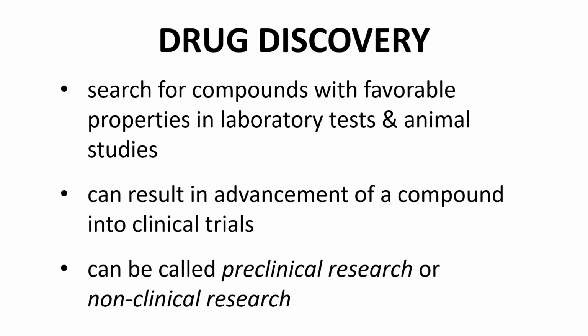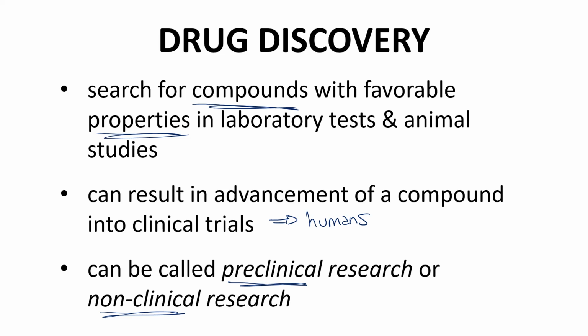Let's begin with some characteristics of drug discovery. Drug discovery involves finding compounds with promising properties in laboratory tests and in animal studies. With regulatory approval, such compounds can be advanced into clinical trials for study in humans. Based on these characteristics, drug discovery is very often called preclinical research as well as non-clinical research. In short, the term drug discovery covers the non-human research required to create a drug intended for humans.